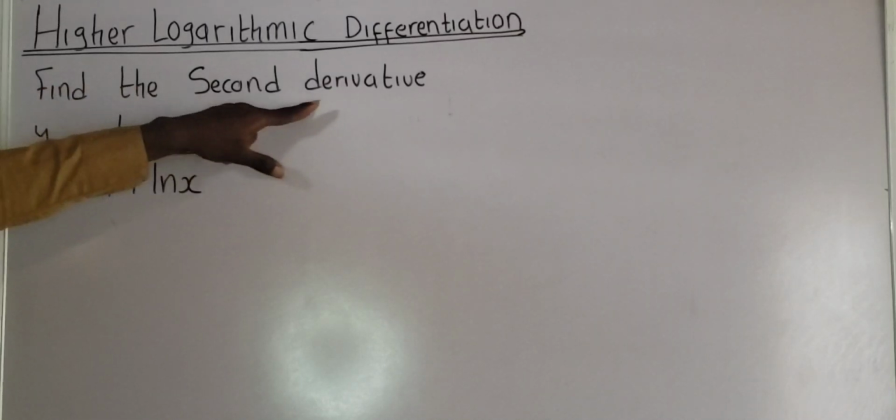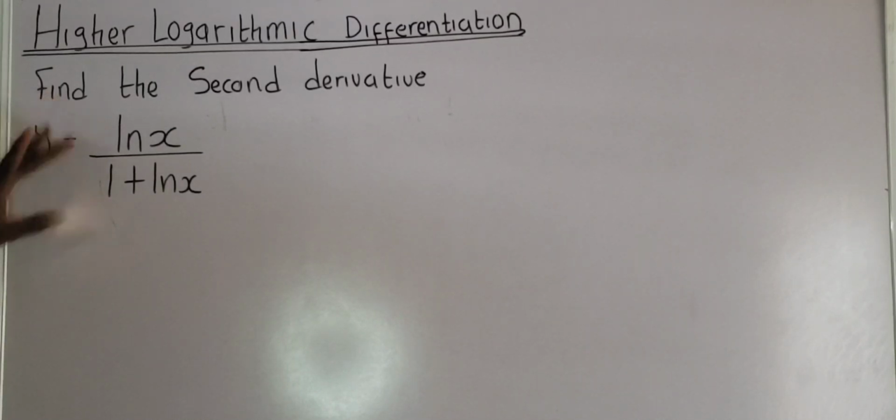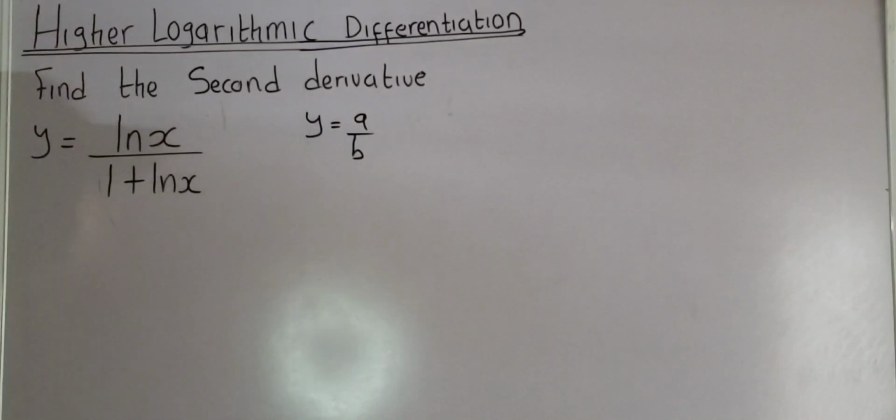Find the second derivative of y equals ln x all over 1 plus ln x. Now let me put these questions to you. If you are given a function that looks like this, y equals a over b, what differentiation rule are we going to employ to differentiate such a function? Yeah, we are going to use the quotient rule of differential calculus.